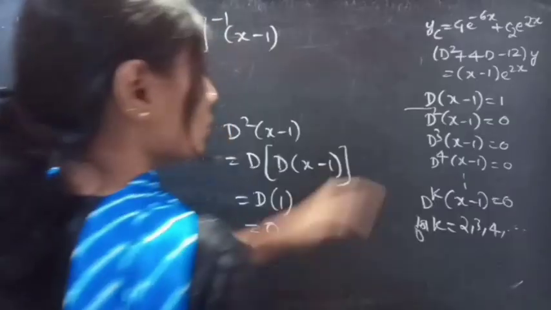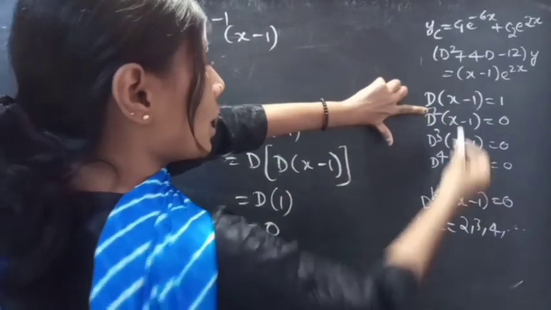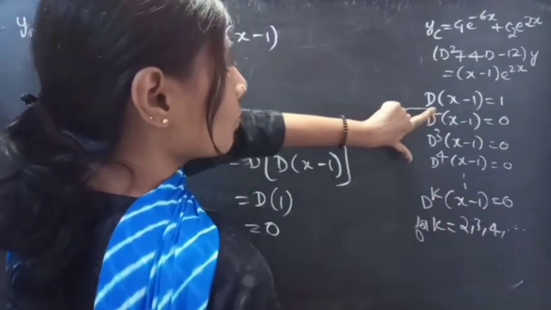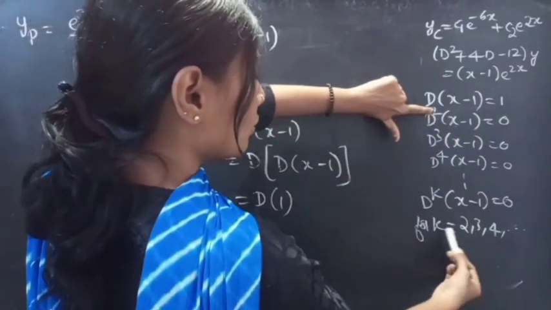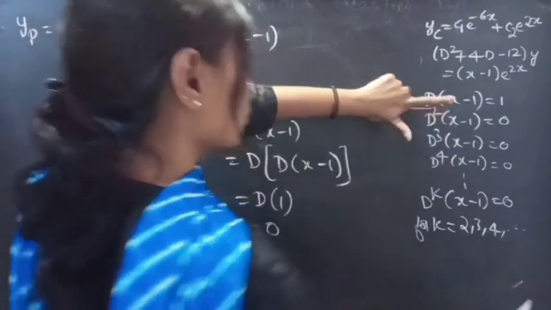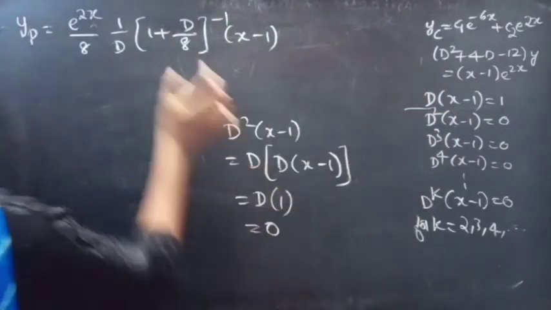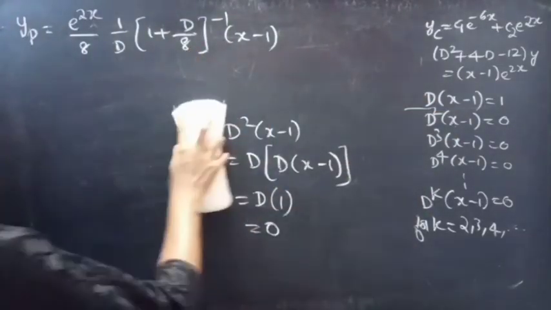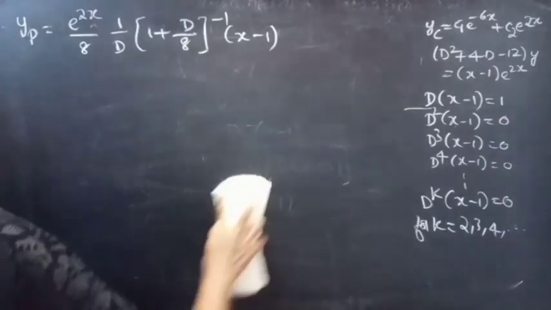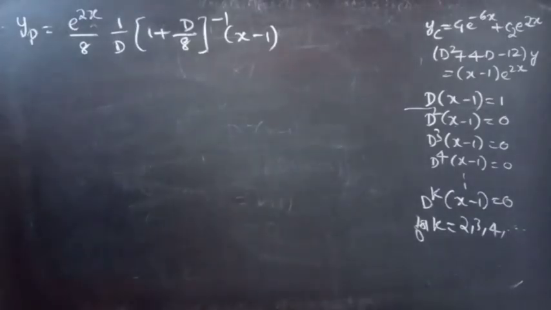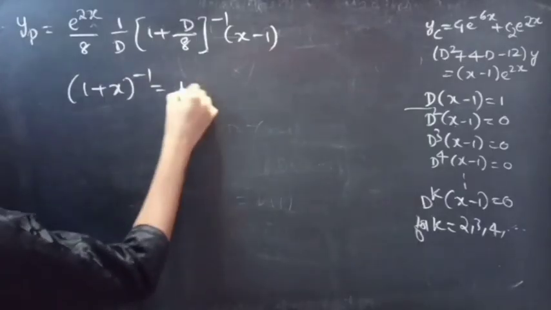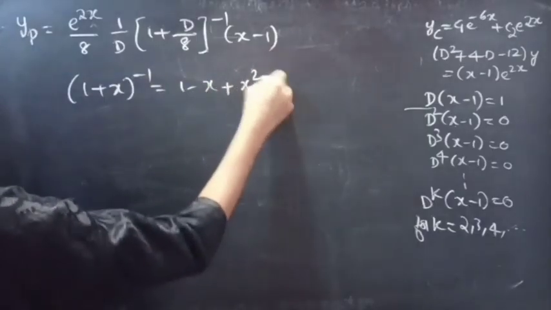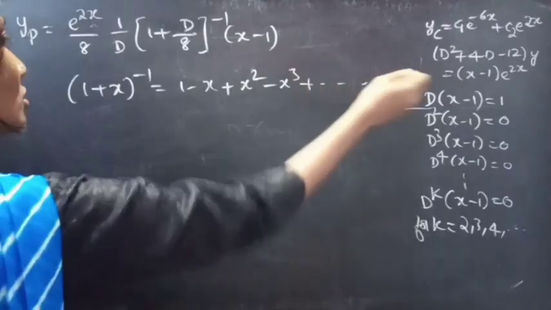Right? So the higher derivatives of x minus 1 from D squared is 0, so that we have written k equals 2, 3, 4 and so on. Now keeping this in mind, we'll expand (1 plus D by 8) whole inverse using the binomial series expansion of (1 plus x) whole inverse equals 1 minus x plus x square minus x cube plus so on, right?